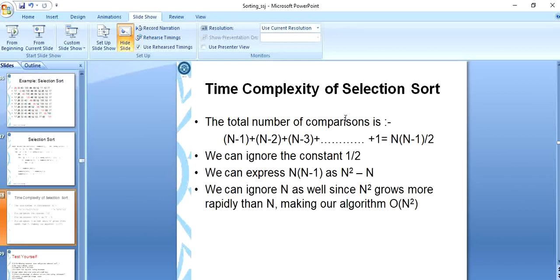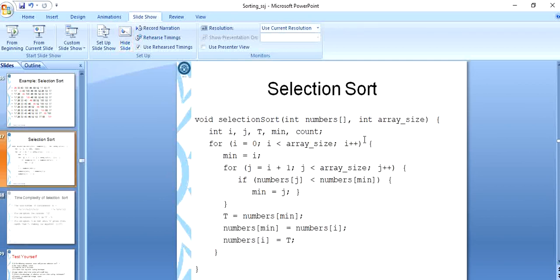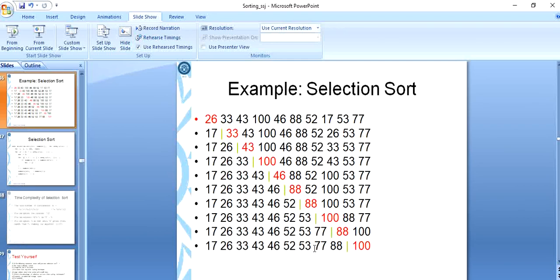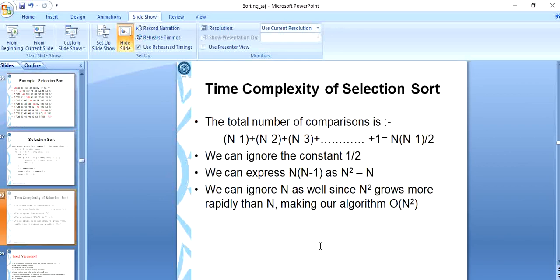The total number of comparisons required is n minus 1 at round number 1, n minus 2 in the second round, n minus 3 in the third round, and so on. In the last round we require only one comparison. So this is n minus 1 plus n minus 2, and so on.